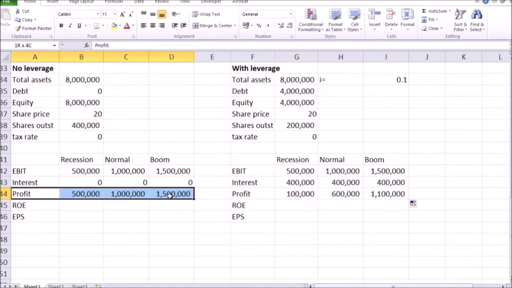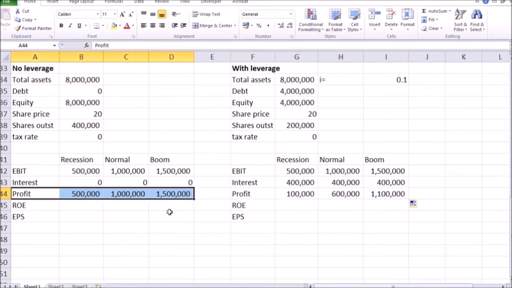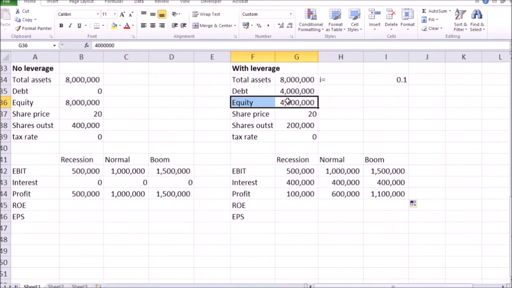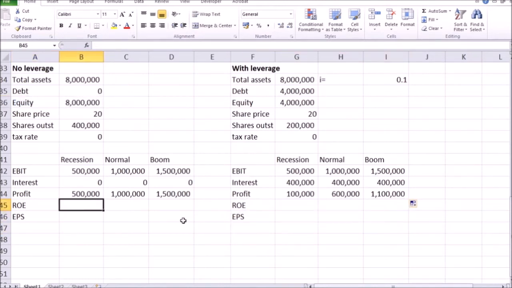So looking at the net income, looking at the profits, of course, the profits for the company with leverage are smaller. However, this smaller amount of profit has to be divided between a smaller number of shareholders, a smaller number of equity holders, meaning that each of them has a relatively better return. Let's look at those returns.